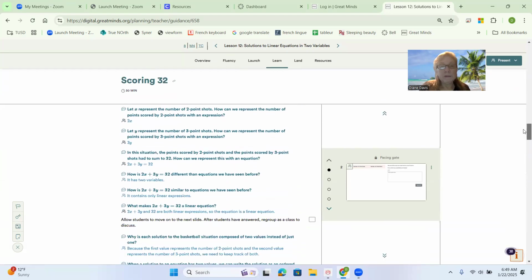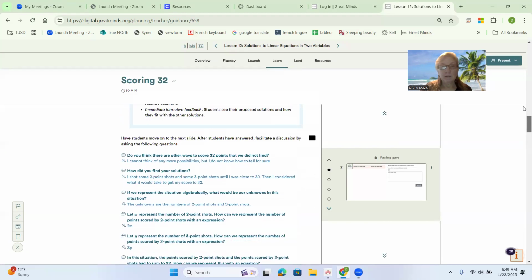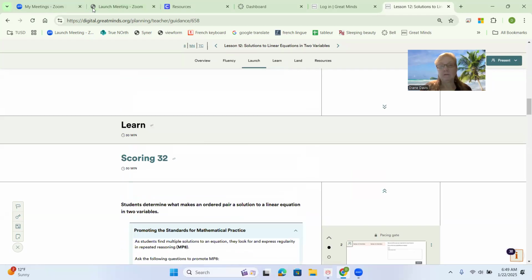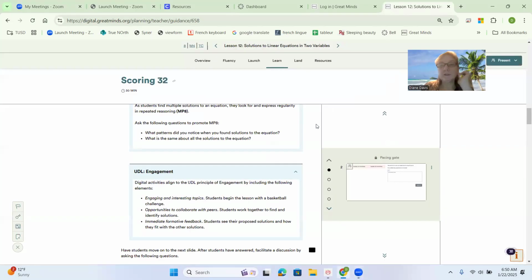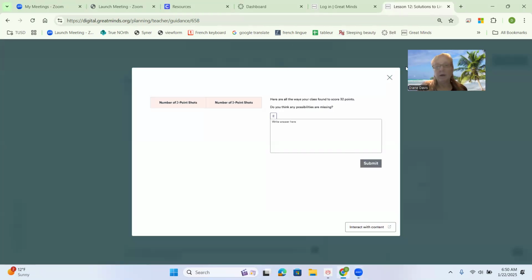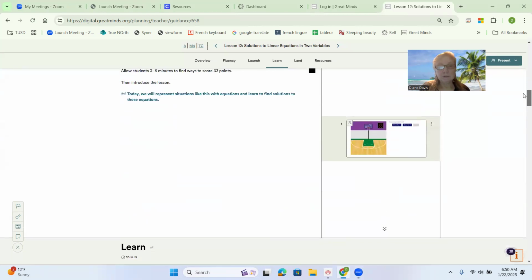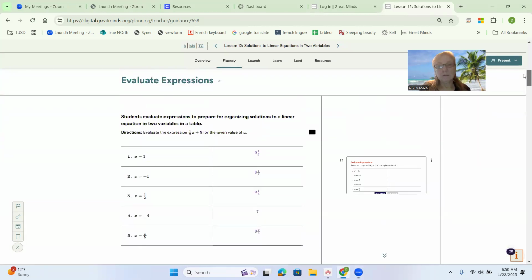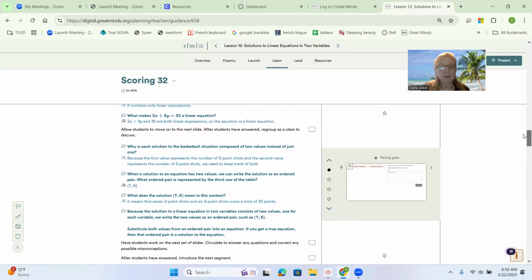So we didn't make a table, but supposing that we had made a table of the number of 2 point shots and the number of 3 point shots. It doesn't give us one, but suppose we had 7 and 6.